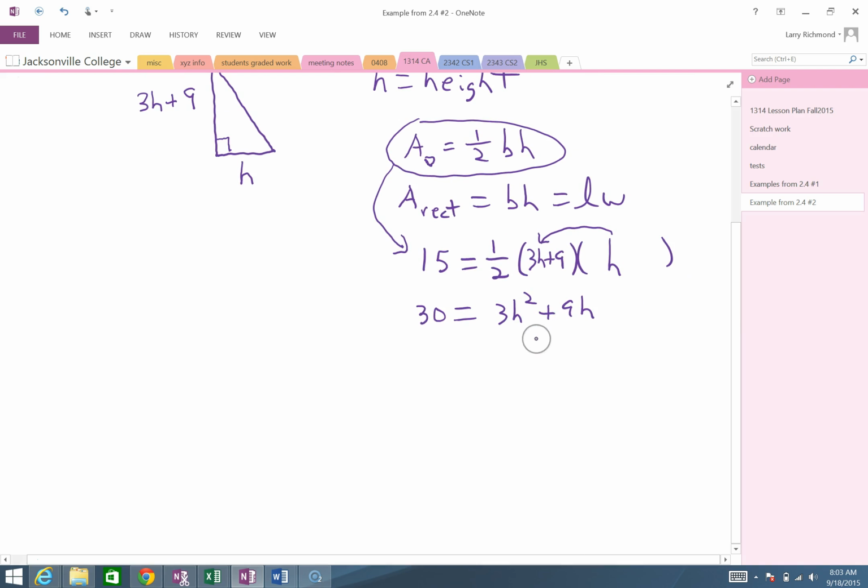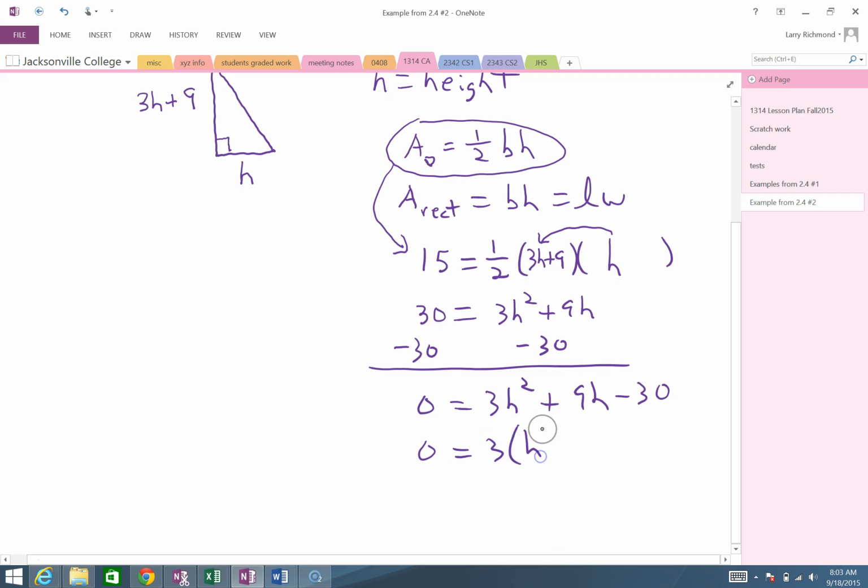When we have a quadratic equation, one way to solve it is to set it equal to 0 and factor. So I'm going to subtract 30 on both sides. When I do, I have 0 over here, and I have 3h squared plus 9h minus 30. Hopefully you notice the greatest common factor on this side is 3. Factoring out a 3, I'm left with h squared plus 3h minus 10.